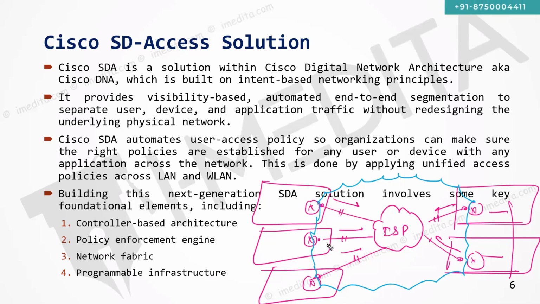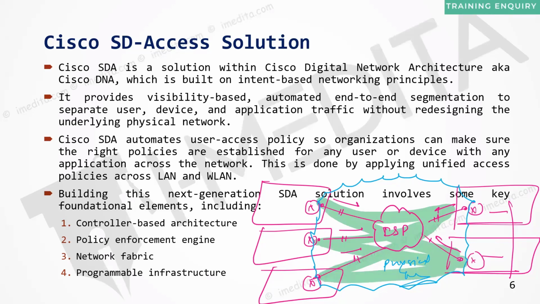Underlay is the underlying physical infrastructure. This underlying physical infrastructure is responsible for providing the services to a logical network that is built on top of the underlay. Now in this design, we are going to build some GRE tunnels, maybe some DMVPN tunnels, some IPsec tunnels.